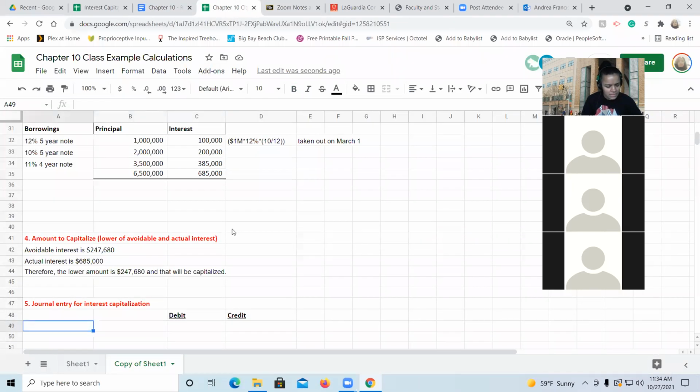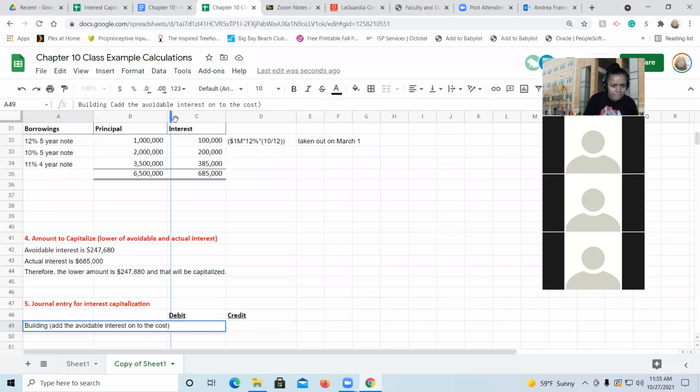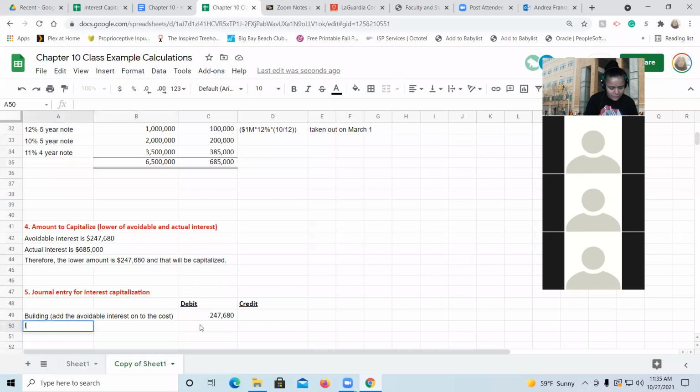So the first thing is going to be debiting the building, right? You add the avoidable interest onto the cost. That's what you're doing here. So you're going to take the 247,680. That's what gets capitalized, made into an asset, right? And then you still have to record interest expense for the remaining amount of interest that you did incur during the year, but aren't actually capitalizing.